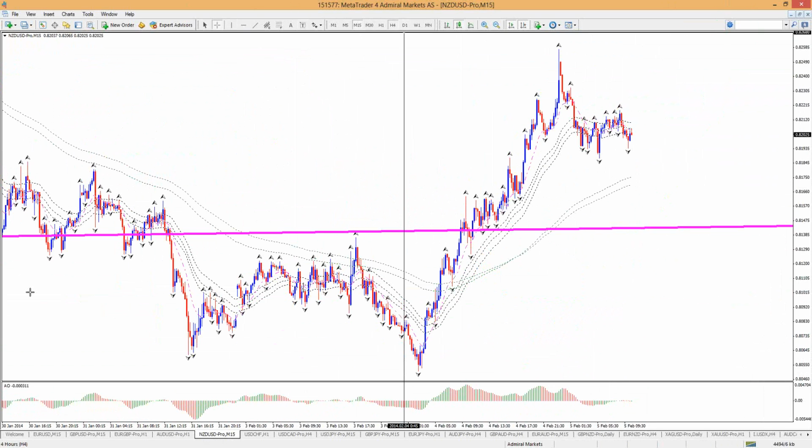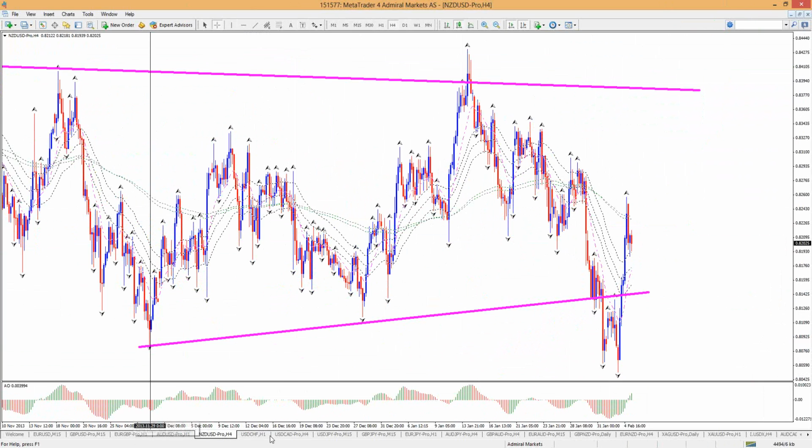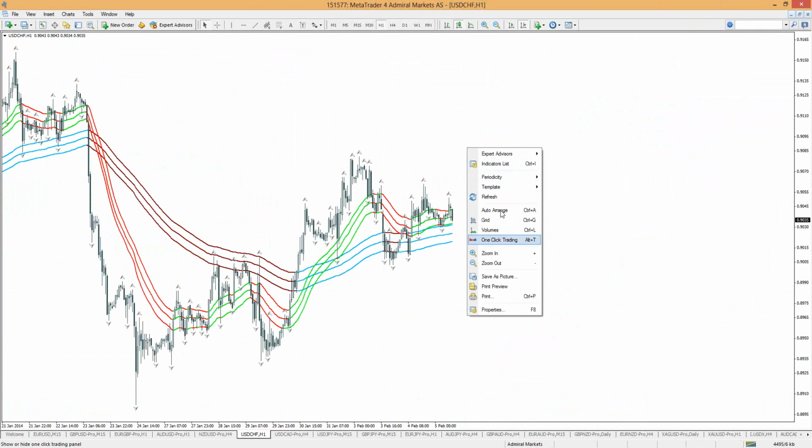of the fact that it's in a 4 hour chop, right? So not too interesting from my perspective. The dollar Swissy is a bit different. Let's take a look at that.